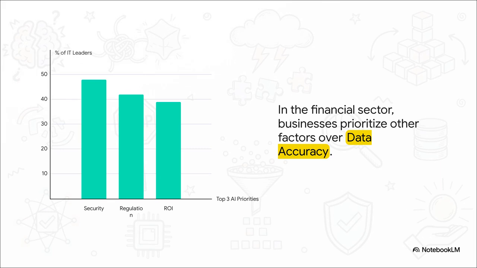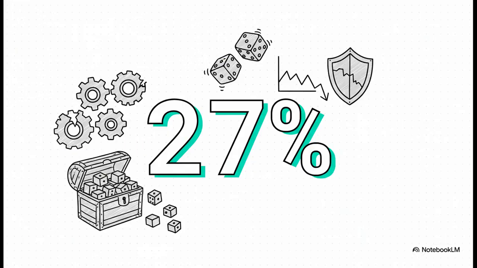This chart is so telling. When IT leaders in the finance industry were asked about their top priorities for AI, look what they said: security, regulation, and return on investment. Yeah, data accuracy is on the list, but it is clearly not their number one concern. And this gap in priorities has very real consequences. A full 27% of financial services organizations admit they don't even review their data for quality and accuracy. That's more than 1 in 4 businesses in a super high-stakes industry just rolling the dice on their AI's foundation.